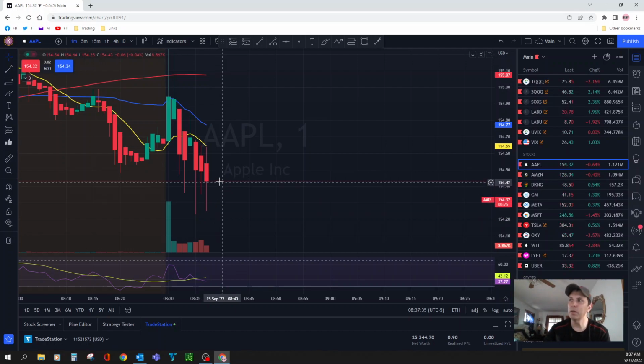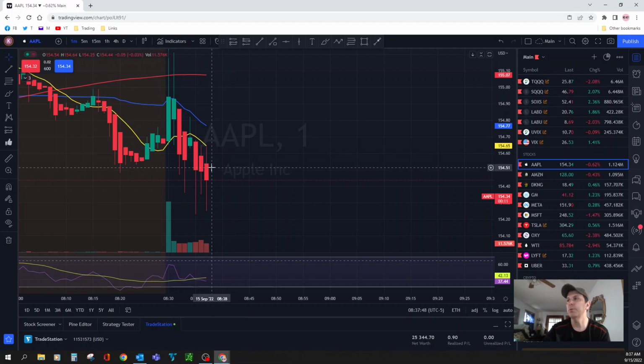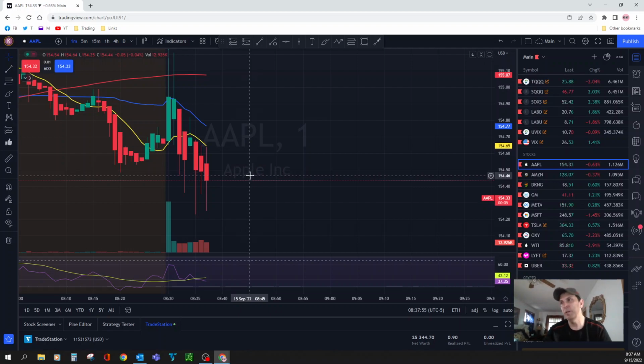If there's no wick on the bottom of a green candle, that means it was all buying pressure. If there's no wick on the top of a red candle, same thing: sellers are in control. So right now, buyers and sellers haven't made up their mind yet what they want to do. So I can't make up my mind. I have to wait until they decide.